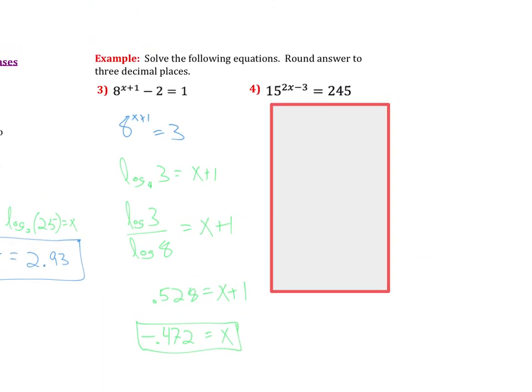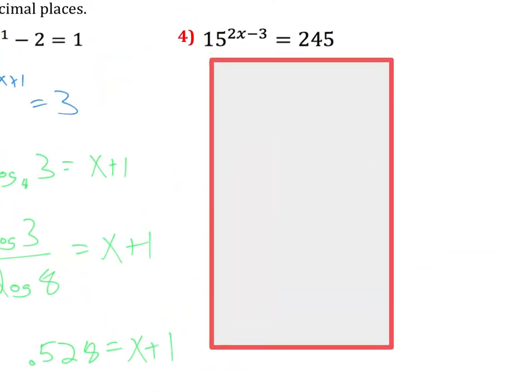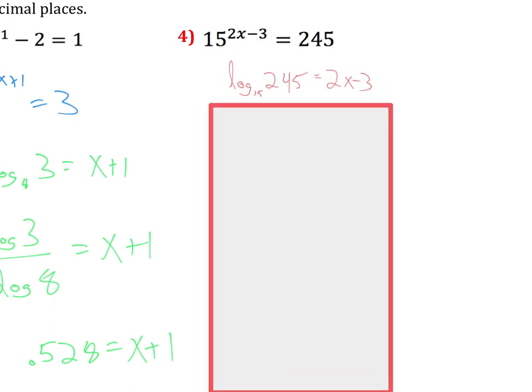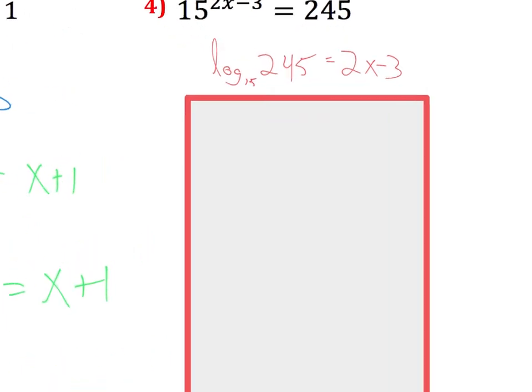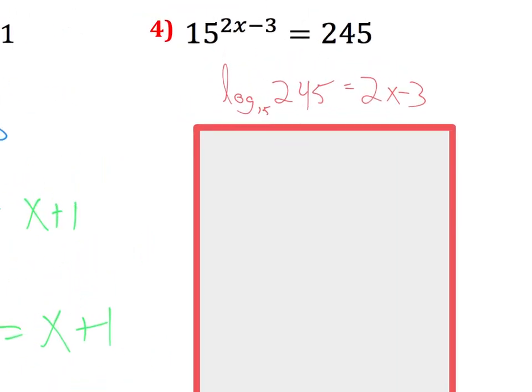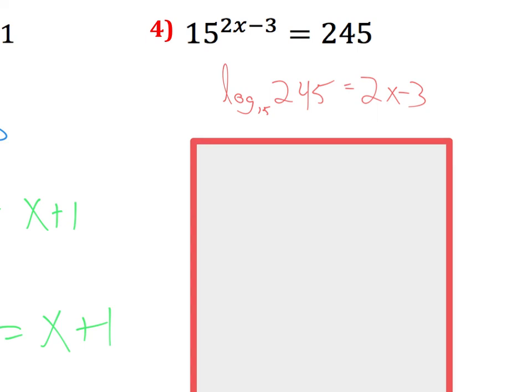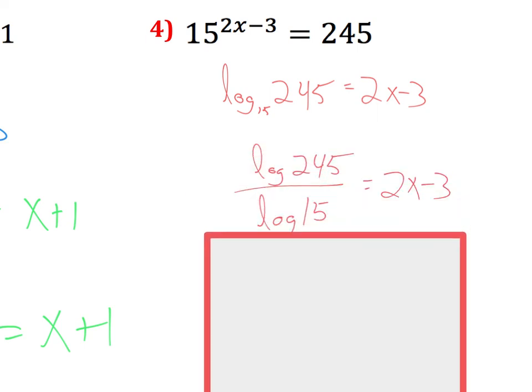Number 4. This one is already kind of isolated, so that part's done. I can go straight into log form now. So my base is 15. Log base 15 of 245 equals 2x minus 3. I can now use change of base formula on the left. Base is on the bottom, so log 245 over common log 15. Remember, if there's no log given, it's assumed common log, meaning base 10.